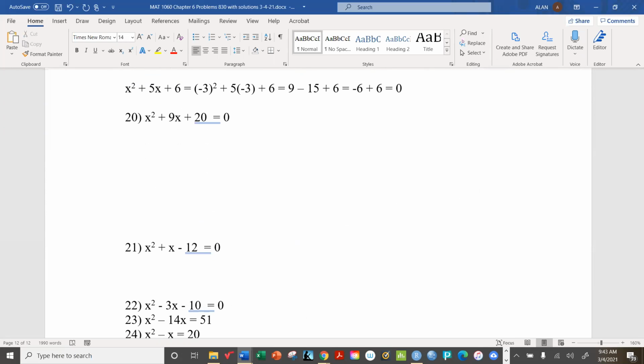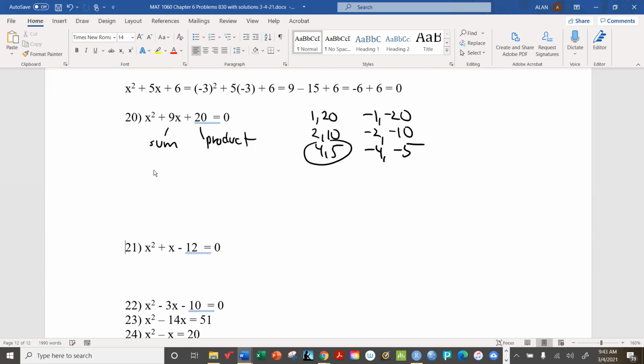Again, just remember, we need a product of 20 and we need a sum of 9. So let's try factors that give us a product of 20: 1 and 20, -1, -20, 2, 10, -2, -10, 4, 5, -4, -5. Well, I think we have our answer right there. 4, 5 is the only pair whose product is 20, but whose sum is 9.